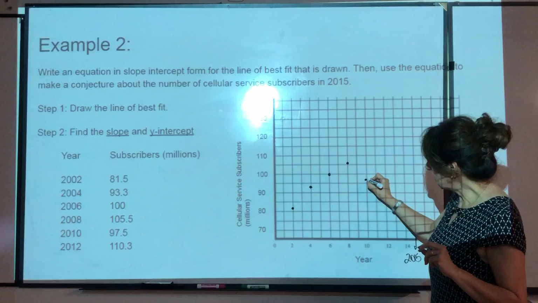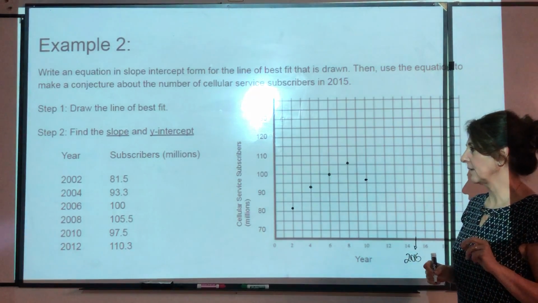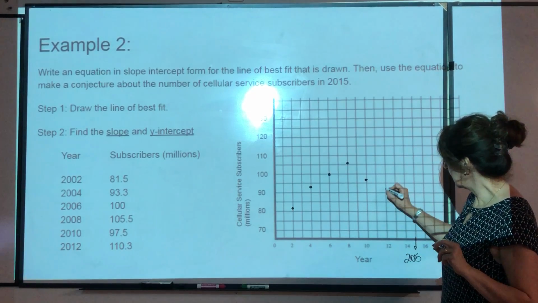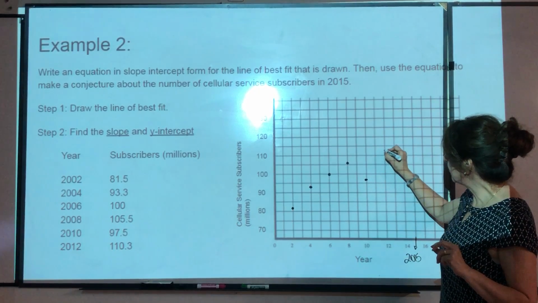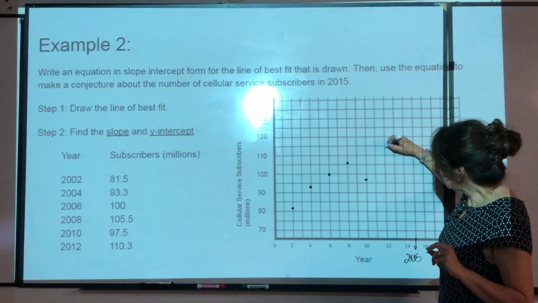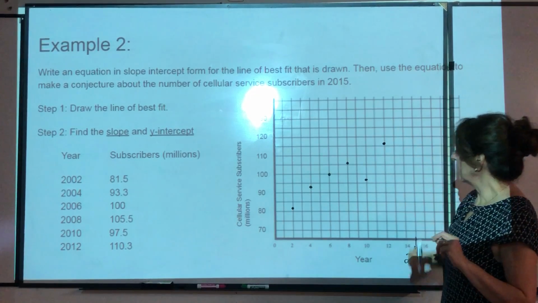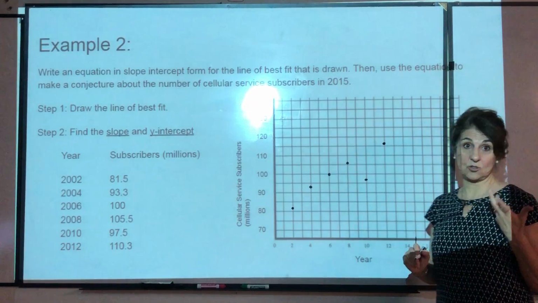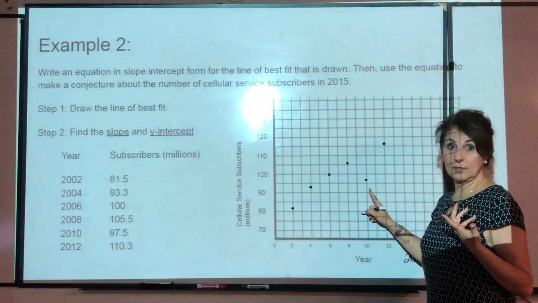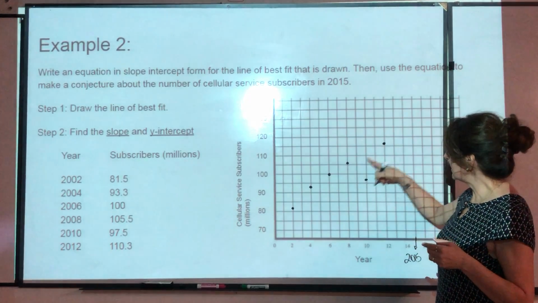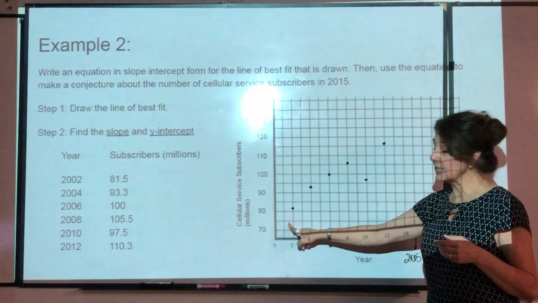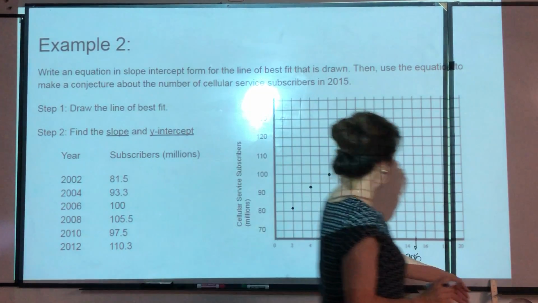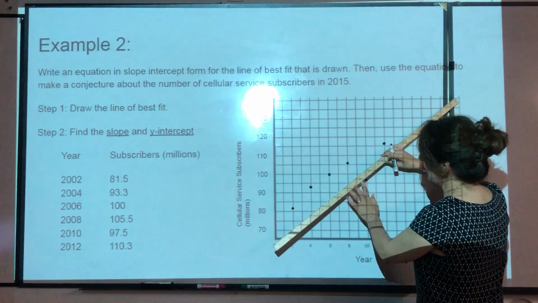95 here, 97.5. And then in 2012, 110.3. So 110.3, somewhere around here. Look, this is not a precise graph. There was one year here that it went down, but that's okay. We can still see that this is a positive scatter plot because it is growing. So we get our ruler, right here, and we draw the line of best fit.